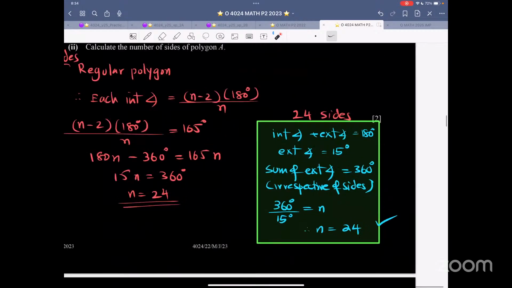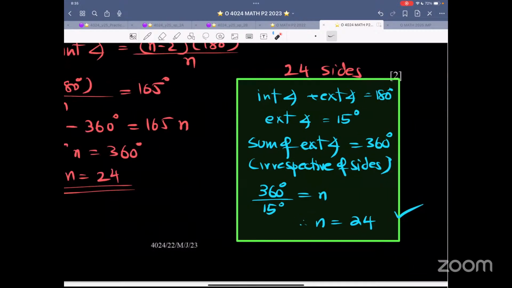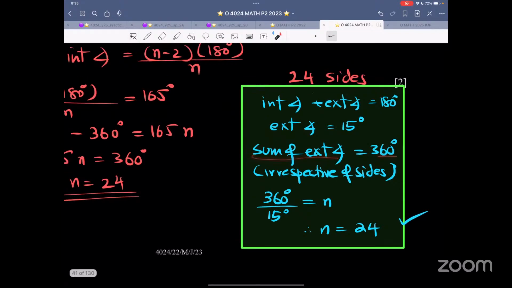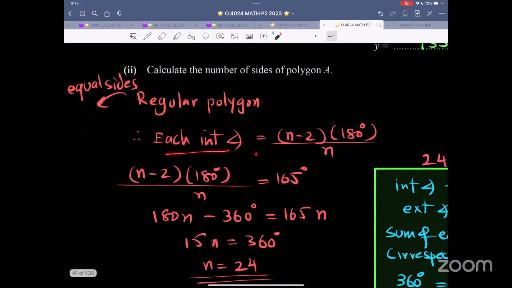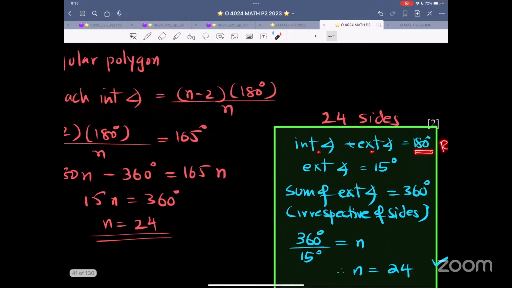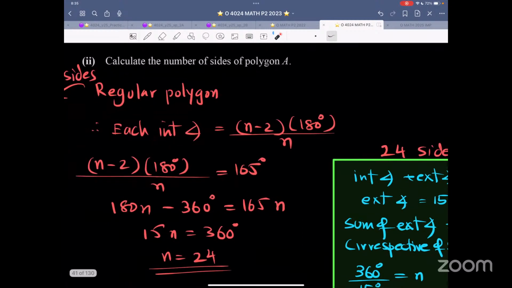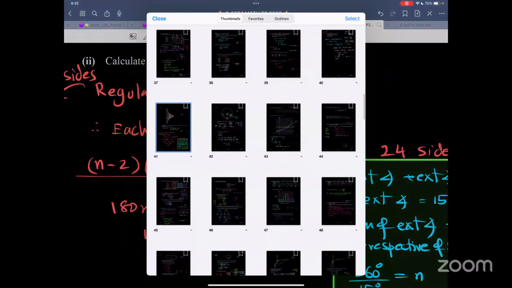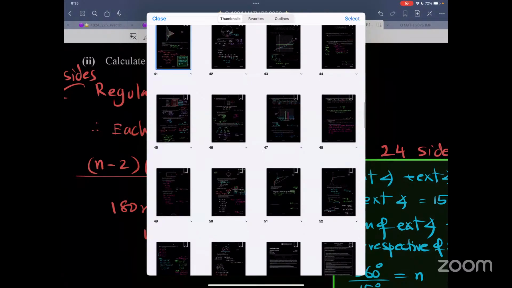Again, something important, very important property. Interior angle plus exterior angle always adds up to 180. Sum of exterior angles is 360. Each interior angle in a regular polygon: this exterior plus interior is for a regular polygon. Each interior angle is n minus 2 into 180 divided by n. Now, what else is there?